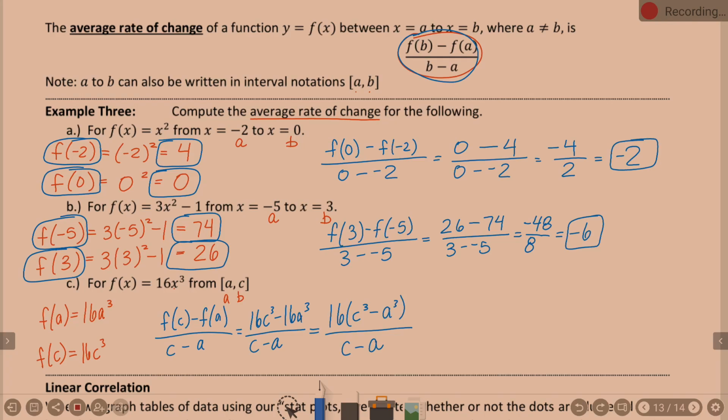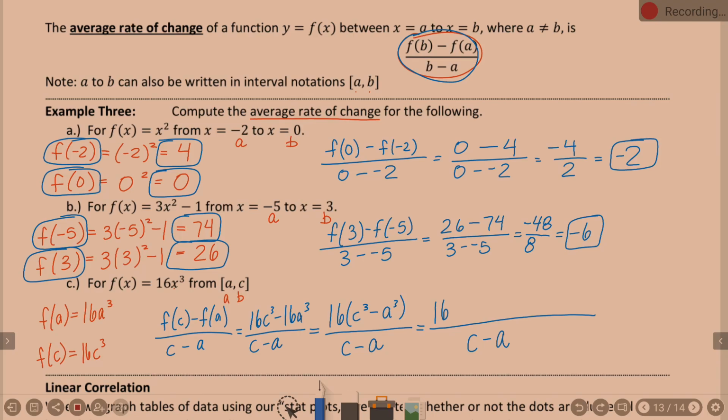Now, how are your Algebra 2 brains feeling right now? Because here's the deal. C cubed minus a cubed factors. I taught it last year in Algebra 2. Have I reviewed it this year in pre-calc? Factoring the difference of cubes? I don't think I've reviewed it. No one's giving me that look like, oh yeah, we did. Okay, so my c minus a is going to stay on bottom. My 16 is going to stay on top. So this is a review, AKA I'm reteaching it because I know you don't remember it.